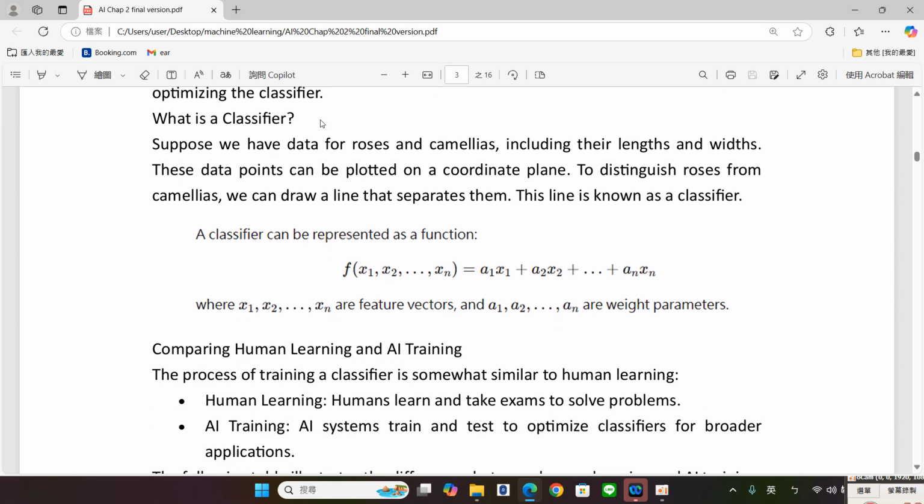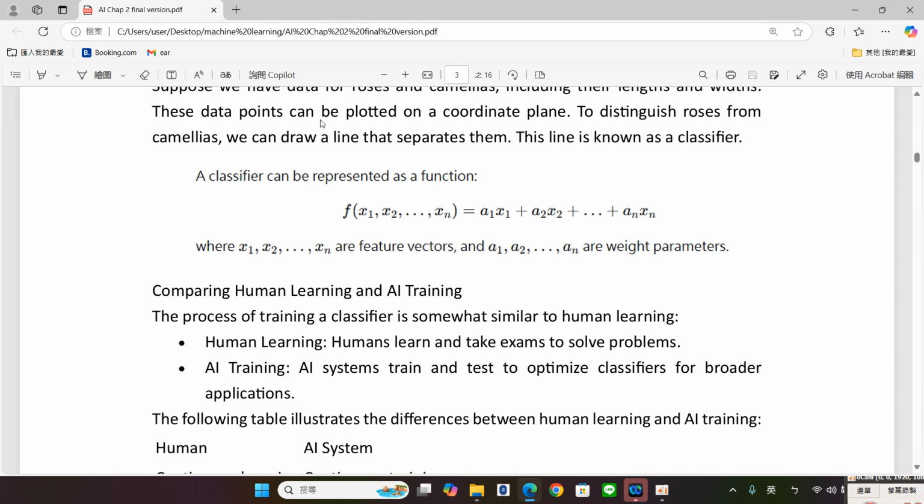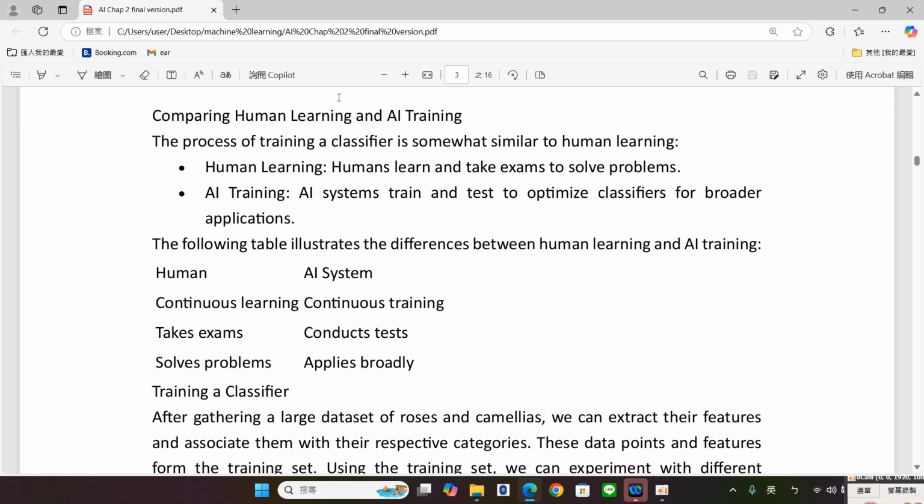So a classifier can be represented as a function f(x1, x2, ..., xn) equals a1 x1 plus a2 x2 plus ... plus an xn, where x1, x2, ..., xn are feature vectors and a1, a2, ..., an are weight parameters. Comparing human learning and AI training. The process of training a classifier is somewhat similar to human learning.